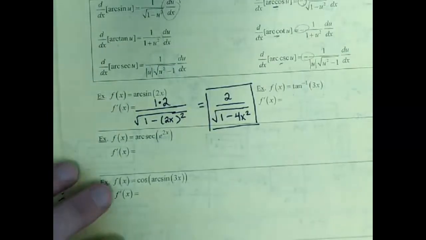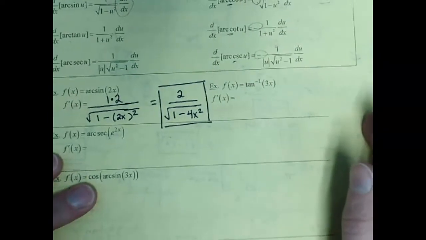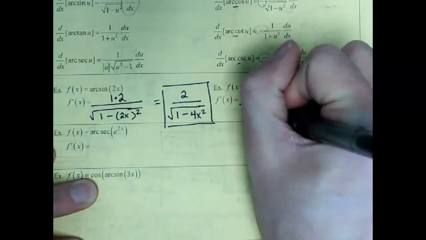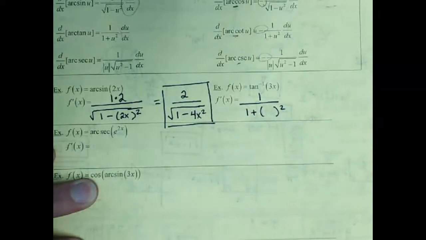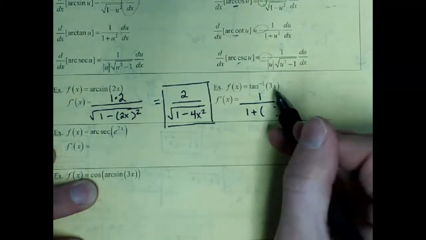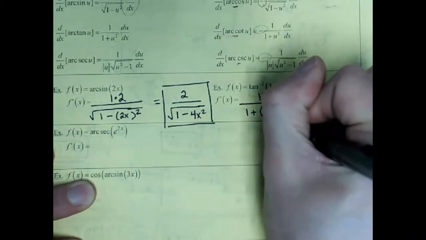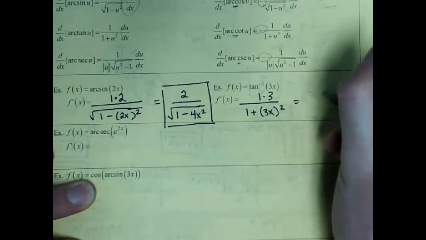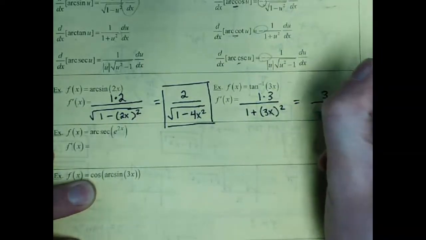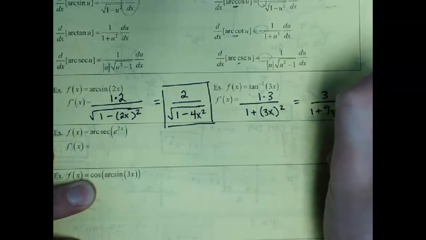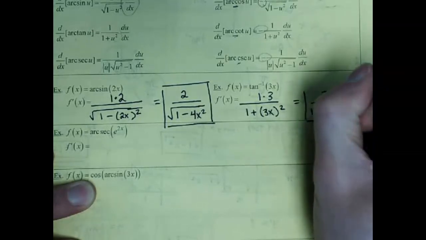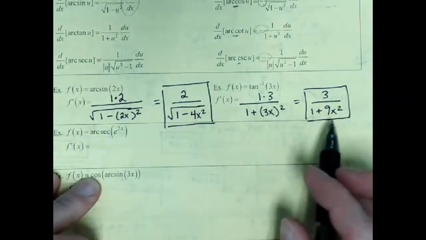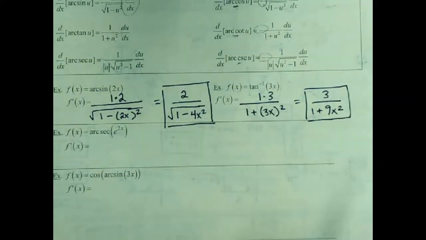Okay, next one. We have the tangent inverse. So that's 1 over 1 plus stuff squared, right? There's your formula for the tangent inverse. Whatever's inside, copies inside. Then you do chain rule, and you could stop. Or if you wanted to simplify it, you'd have 3 over 1 plus 9x squared. Again, either leave that as 3x in parentheses squared, or you could write it as 9x squared.